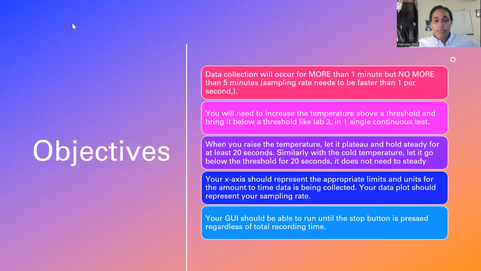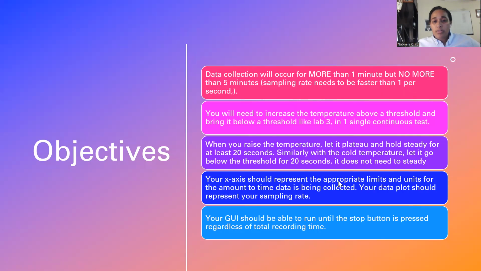The objectives set forth were to collect data for more than 1 minute, no more than 5 minutes, with a sampling rate that needs to be faster than 1 per second. I did half a second sampling rates. We'll need to see the temperature increase above a threshold and bring it down below the threshold. When we raise the temperature, it should plateau and hold steady, and same thing for the cold temperature.